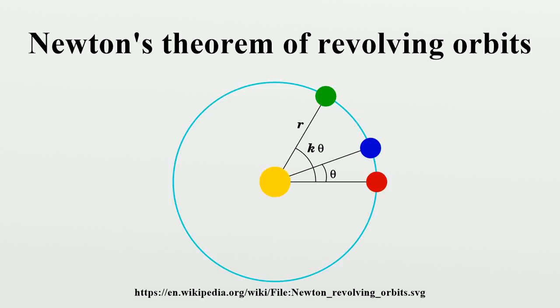In classical mechanics, Newton's theorem of revolving orbits identifies the type of central force needed to multiply the angular speed of a particle by a factor k without affecting its radial motion. Newton applied his theorem to understanding the overall rotation of orbits that is observed for the Moon and planets.